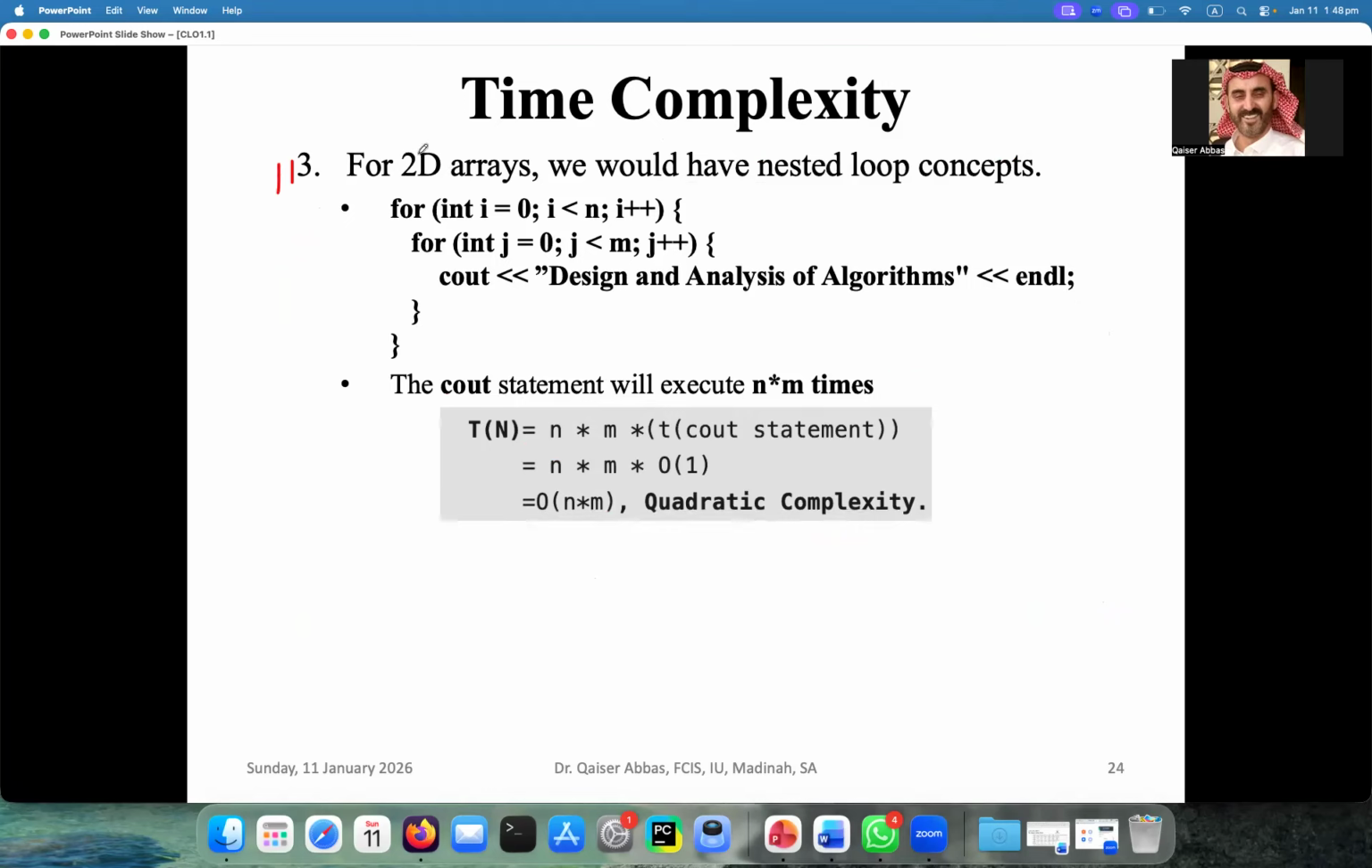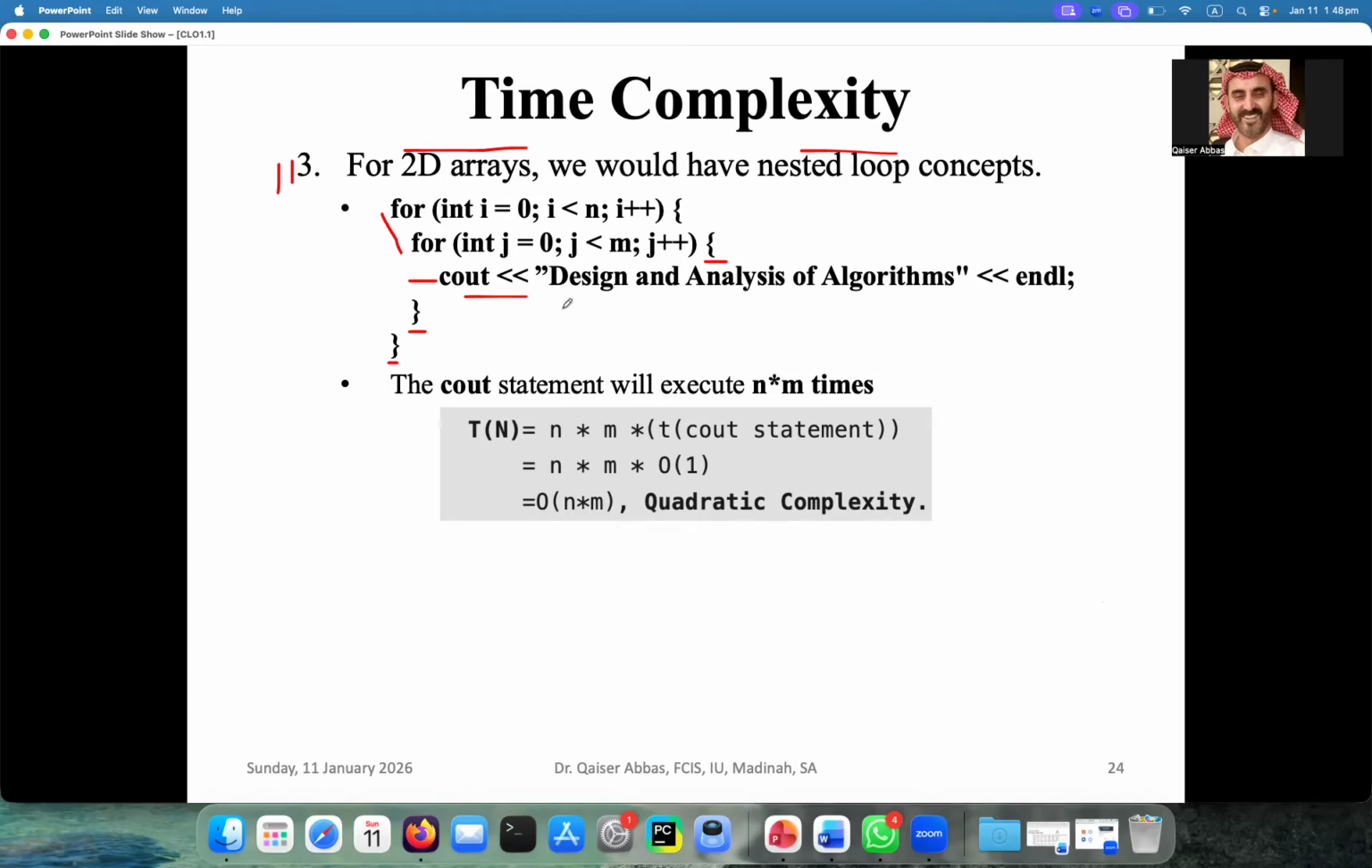Now, if you have a two-dimensional array, to deal with this you need nested loops. And if you have these nested loops like that, i is equal to 0, i less than n, i plus plus, and j is equal to 0, j less than m, j plus plus, and the statement is again a simple statement. This is one internal loop, and this is the external loop. How can you calculate the time complexity for this small code?